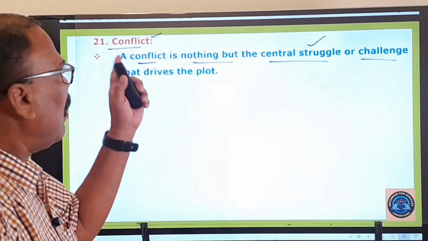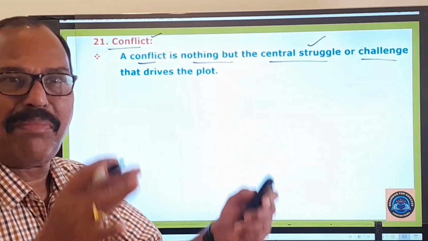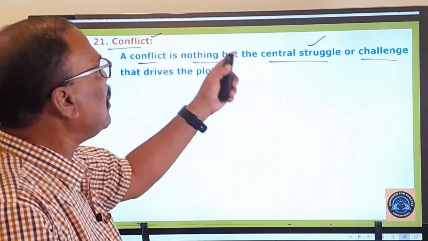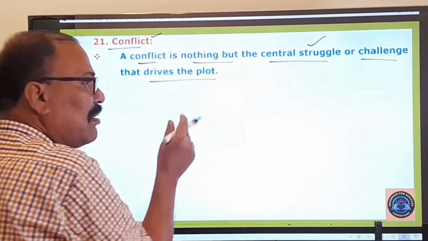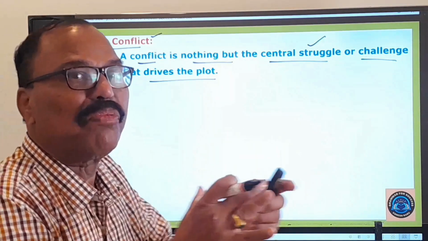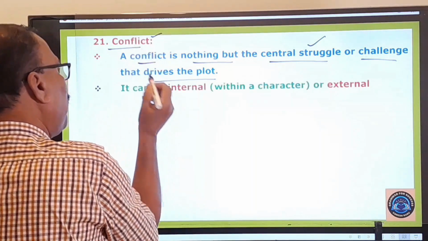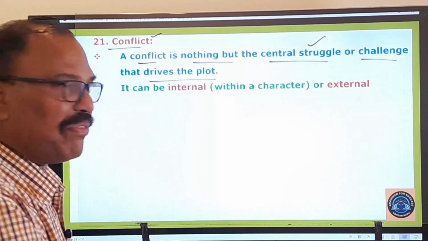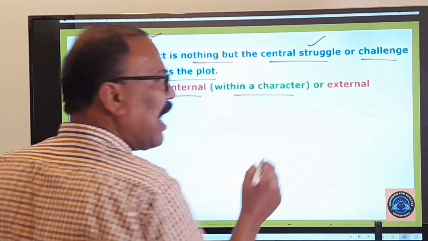So, a conflict in a literary work, maybe a drama, maybe a novel, maybe a story, maybe a movie, is nothing but the central struggle or challenge that drives the plot, that makes the story move forward. And about this conflict, one more important point I have given you here. It can be internal. Internal means within a character.